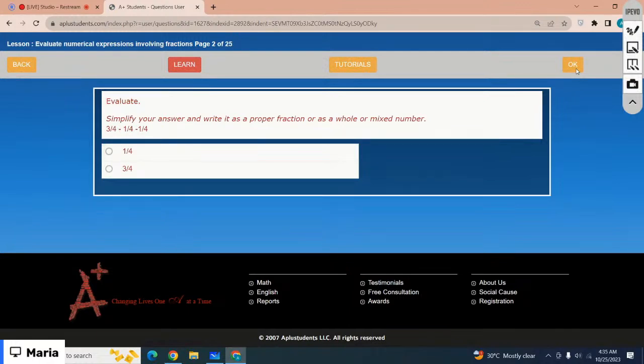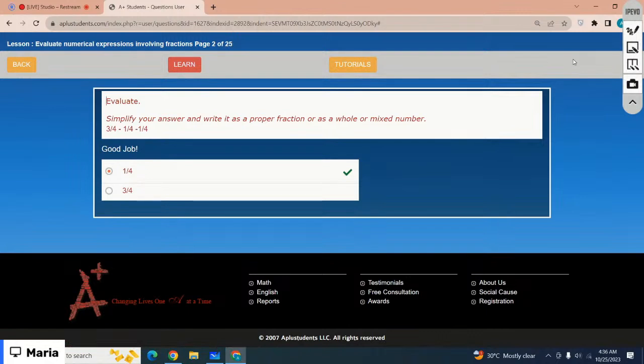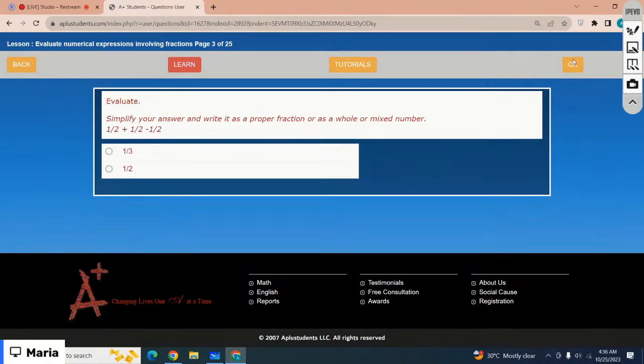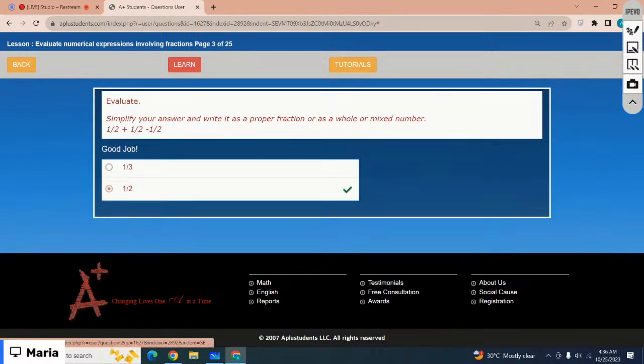Okay, the next one is 3 by 4 minus 1 by 4 minus 1 by 4. So which is the correct option? Yes, very good. That is 1 over 4. You need to subtract them. Okay, 1 over 2 plus 1 over 2 minus 1 over 2. Which is the correct option? Okay, 1 by 2 minus 1 by 2 makes 0, right? So you are left with just 1 over 2. The correct option is 1 over 2.